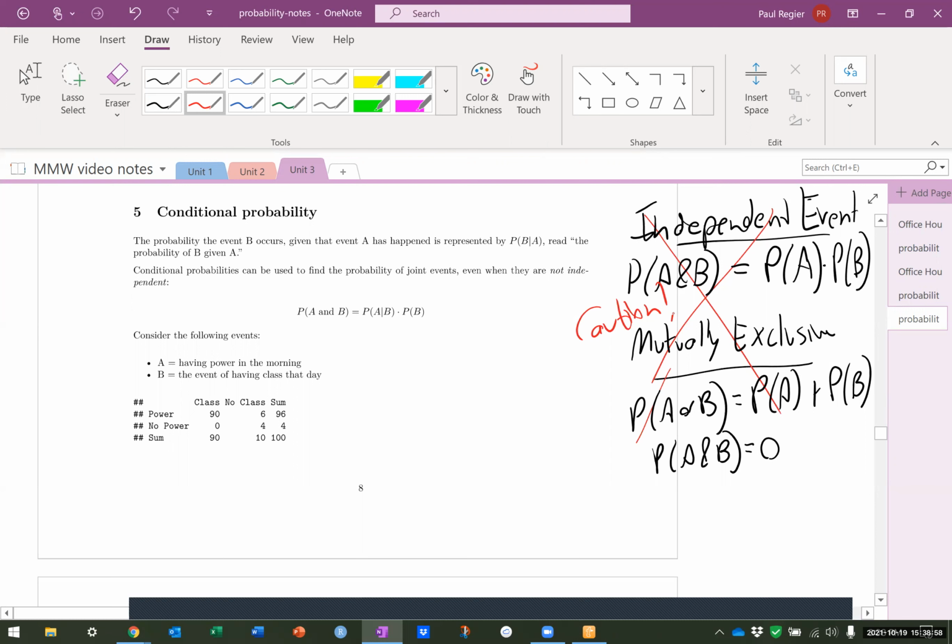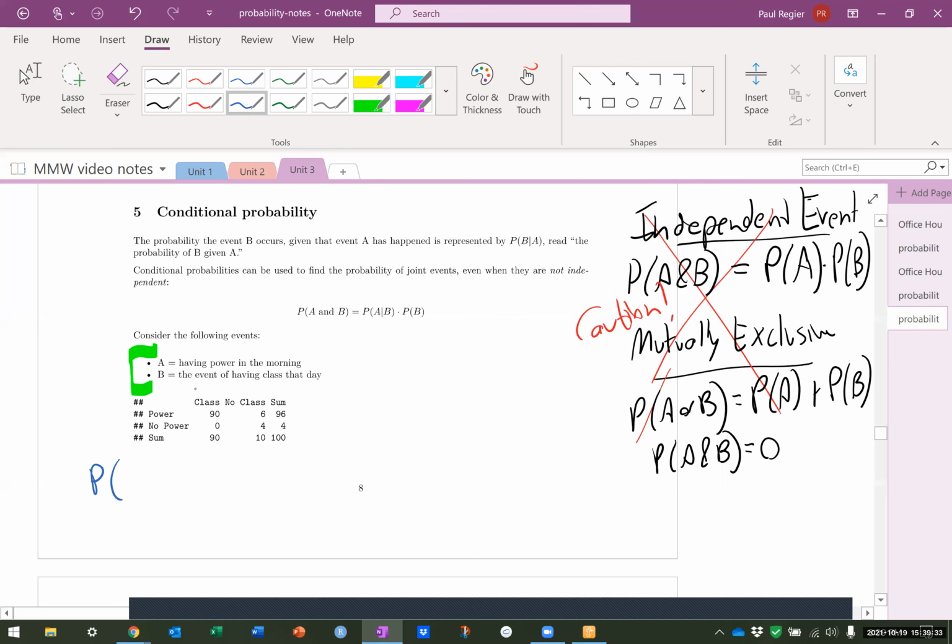An example from this class I could think of is like if you have power, like maybe there's a storm and it affects whether there's power or not. If you have power, that might affect the likelihood of being in class on a given day. Or if there's not power, there's maybe a higher likelihood of not having class, right? So these two events are likely to be dependent, okay?